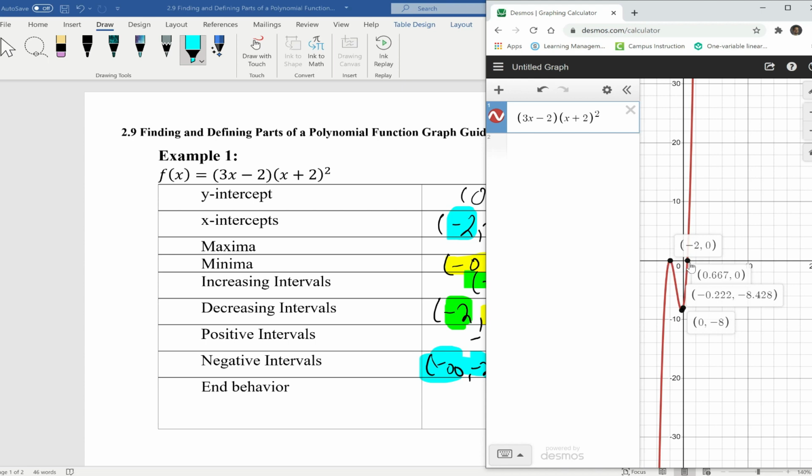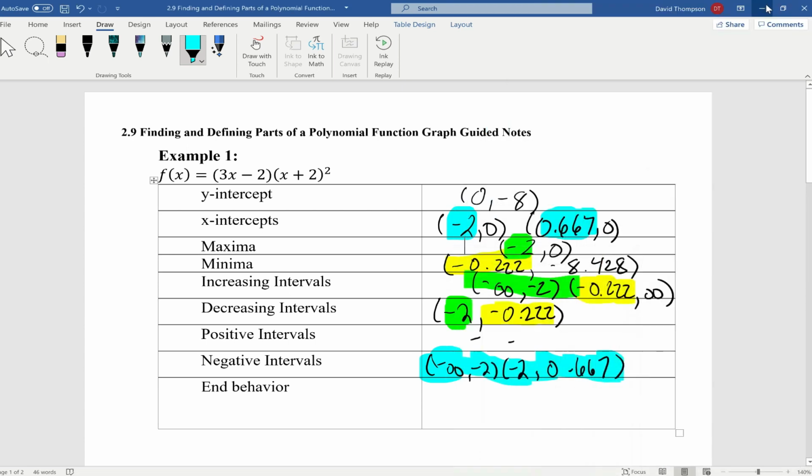Okay, for positive intervals, from 0.667 onwards, we're above the x-axis. So that's our positive interval. So it'll be from 0.667 to positive infinity.